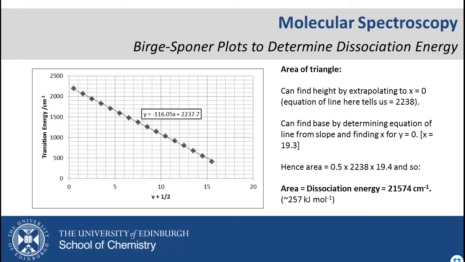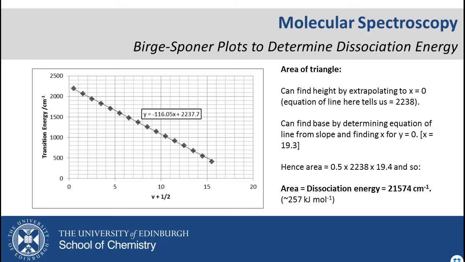We can find the x-axis intercept by finding the slope of the line and a point on the line, and using y minus y1 is equal to m times x minus x1 to determine the equation of the line, and hence find the value of x for y equal to 0. Or, if you have room in the graph paper, you can just extrapolate to 0. Either way, this value is 19.4. Using the formula for the area of the triangle, we can deduce the area to be 21574 wave numbers, which is about 257 kilojoules per mole.